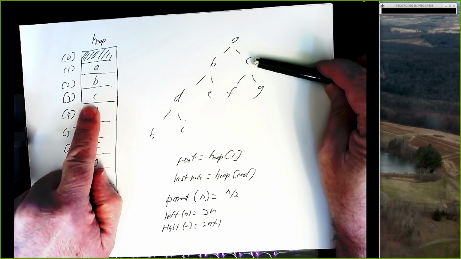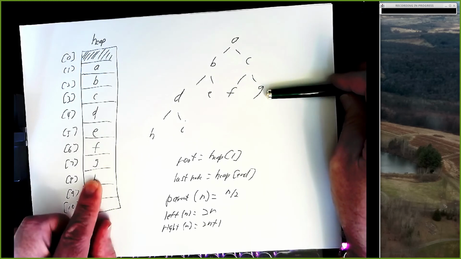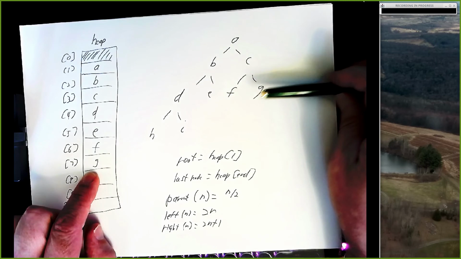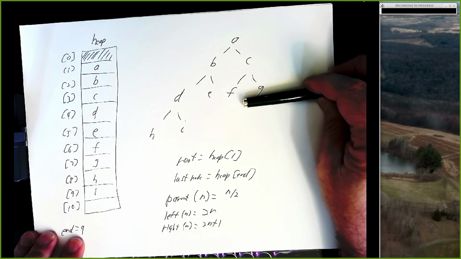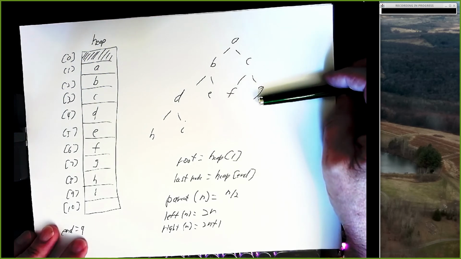Node 3, which is C, the left child should be 2 times 3 is 6, that's an F. The right child is 2 times 3 plus 1 is 7, that's a G. If 2 times n is bigger than the last index, then it has no child on the left. If 2 times n plus 1 is bigger than the last index, it has no child on the right.